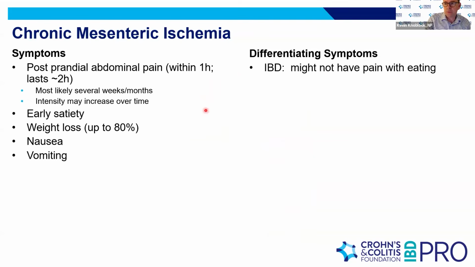So what sort of symptoms are we going to see? A lot of people complain of postprandial abdominal pain. You're eating food, blood's going down to that gut to do its job. So usually within an hour or so of eating, they're going to get that pain, can last a couple hours until food is digested and moving along in the intestinal tract. They've probably been complaining about this maybe for several weeks or months.